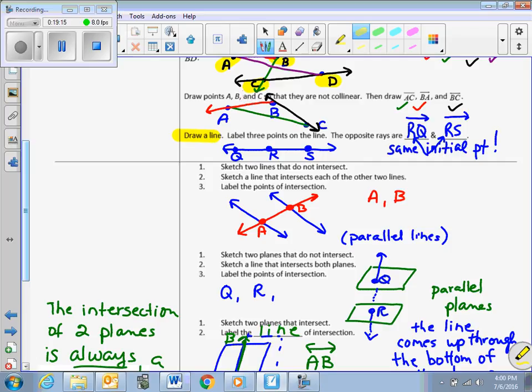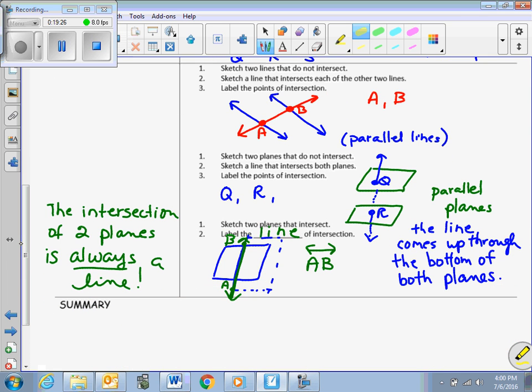So that means they're in the same plane. The blue line, sketch a line that intersects each of the other 2 lines. That would be line AB there in red, and label the points of intersection. I labeled them A and B. You could label them whatever you want to.